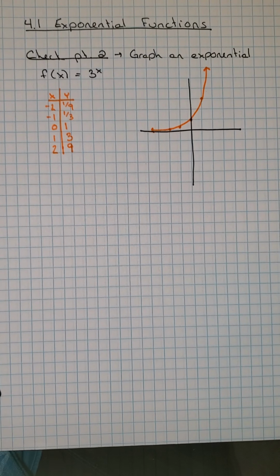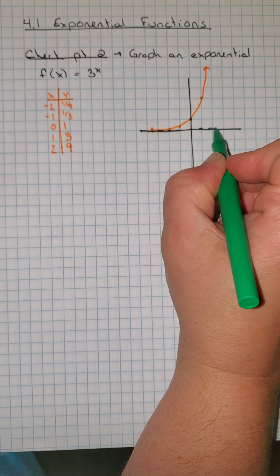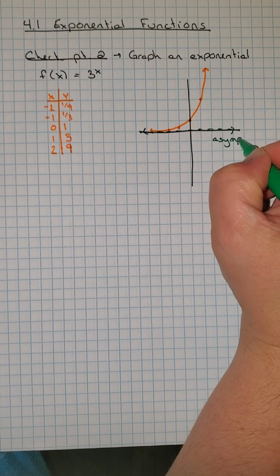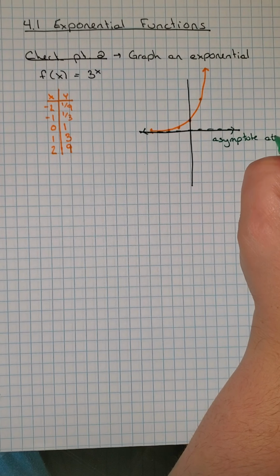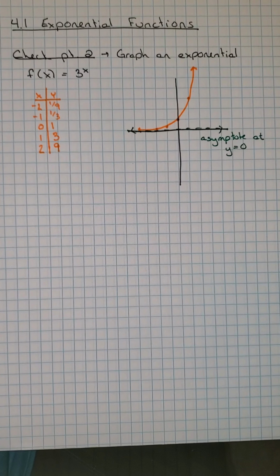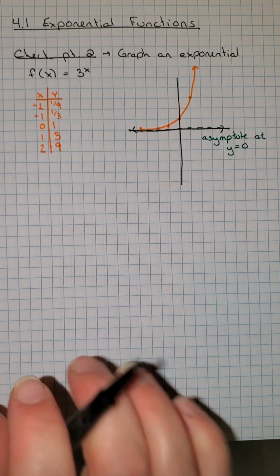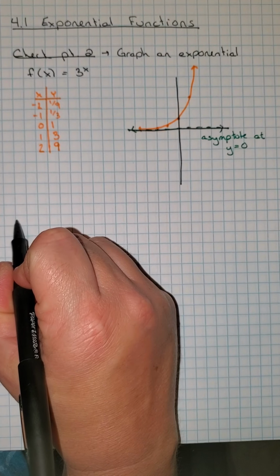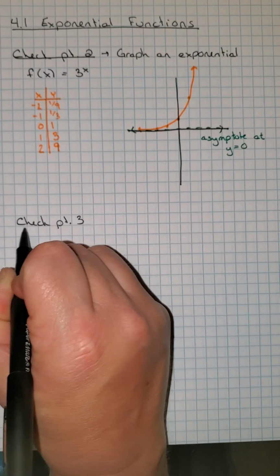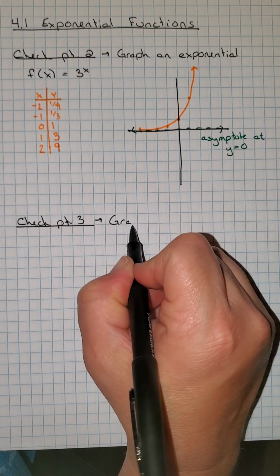There is an asymptote. You don't find it the same way we do with the others. But in this case, the x-axis is the asymptote. So it has an asymptote at y equals 0. And we'll be shifting this and all that kind of stuff, but not quite yet. All right, checkpoint 2 is a problem that goes right with this. Or, sorry, checkpoint 3. This is also graphing an exponential.